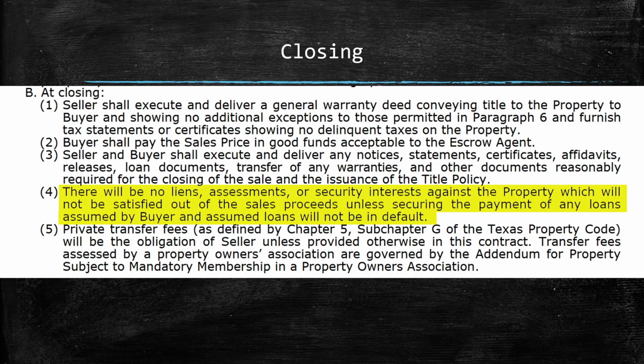There is an exception, and that exception comes in the case where the buyer is going to assume a security interest. Let's say that the buyer is assuming the payments for a loan that is outstanding on the property. Well, then at closing, that security interest can pass through to the buyer because the buyer has agreed to assume the obligation for the payments on that loan. But in that situation, the loan that is assumed by the buyer must be current. The payments must be current. The loan cannot be in default.